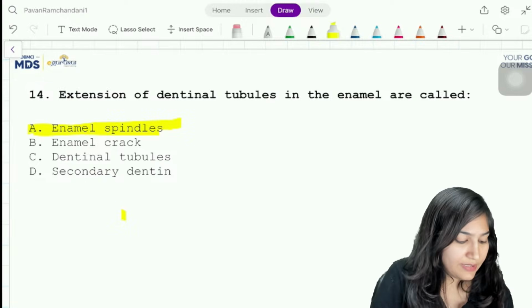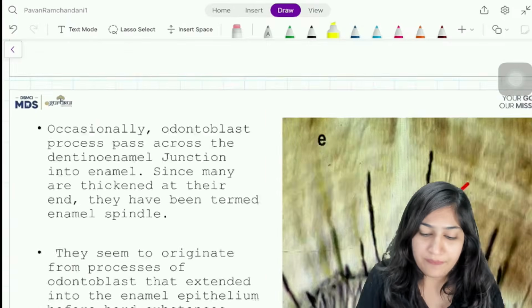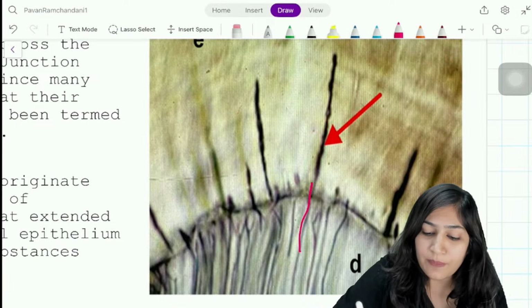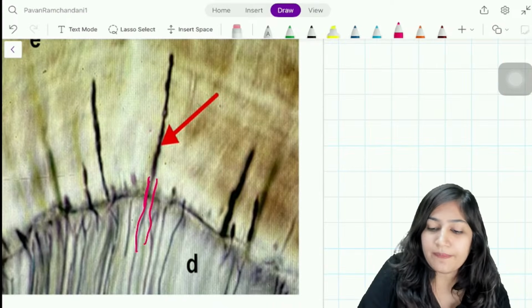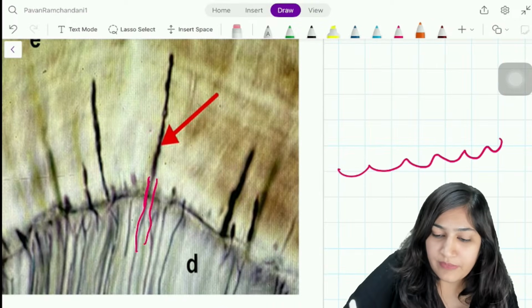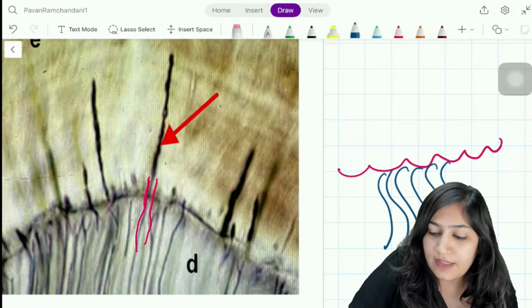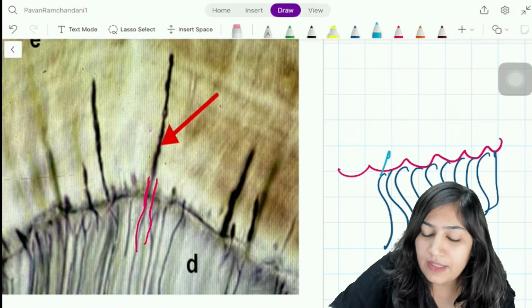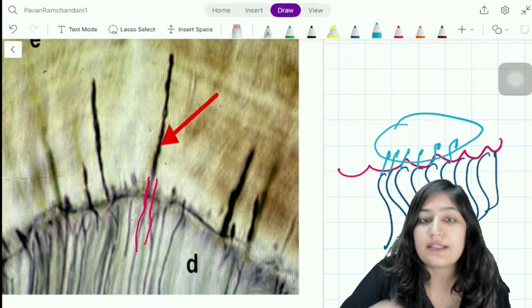Enamel spindle. Yes. Akash, HST. It is enamel spindle. Enamel spindles are extensions of odontoblastic processes in enamel. They cross the DEJ, this is our dentino-enamel junction. These are our dentinal tubules having odontoblastic processes. These odontoblastic processes cross the DEJ and enter enamel. These structures are our enamel spindles.